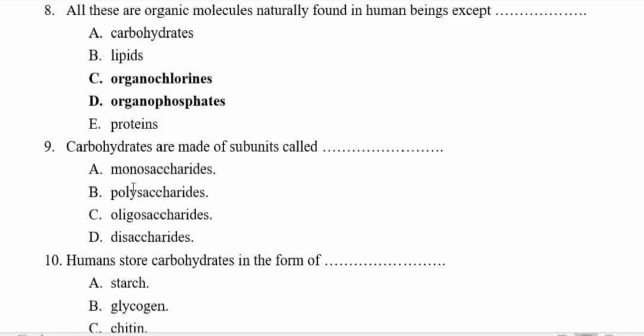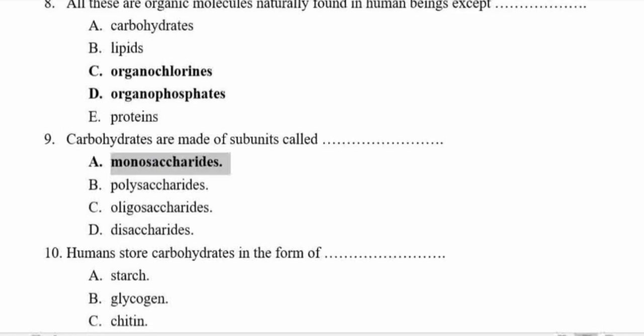So our best option is the monosaccharides. They are the smallest subunits that you can find. So carbohydrates are made up of subunits called monosaccharides. One sugar, mono, one monosaccharide. While poly means many sugars, it's not every carbohydrate that is a polysaccharide. So our best option is A.